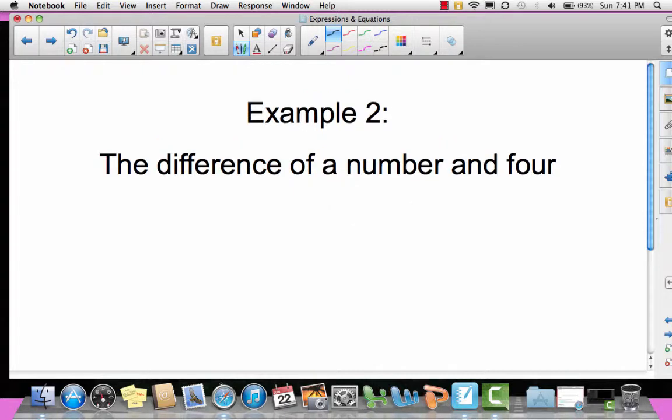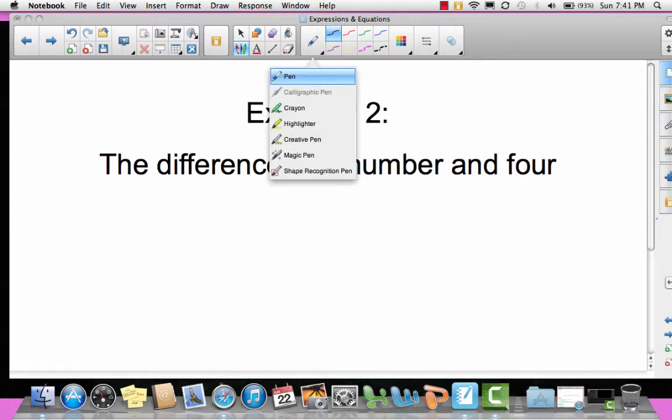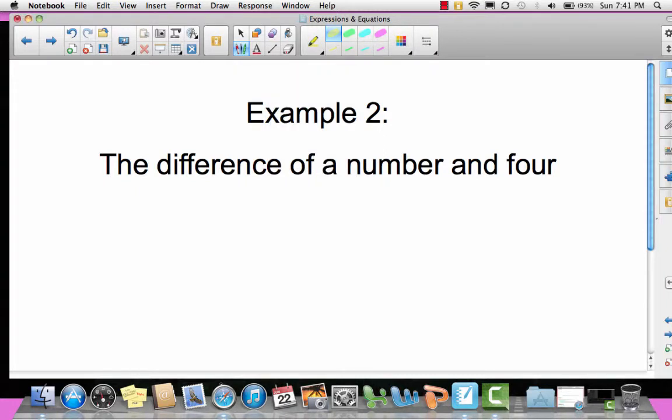We're going to take a look at another example. Again, I'm going to take my highlighter and I'm going to find my keywords. So I see the word difference. And I know if I look at my table that the word difference tells me that I'm subtracting. So I want to look here. I'm going to subtract some number, which I don't know what that number is, so that's my x, and 4. So x minus 4. And notice I just went with the order of the sentence. My expression stays in that same order.